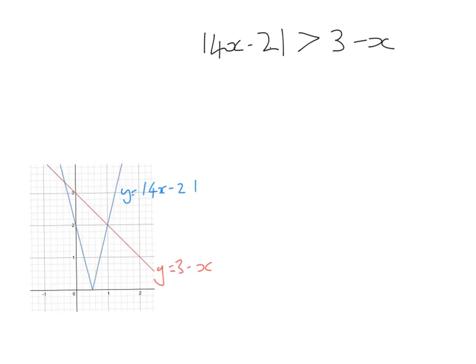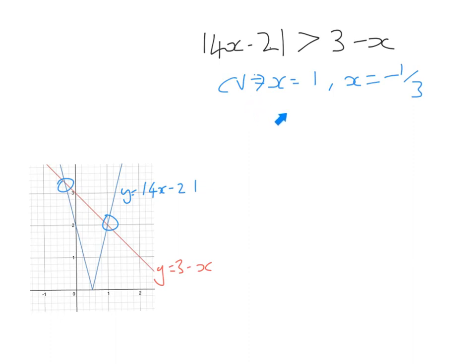Okay, well, we've solved an equation fairly similar to this. And that's going to be very useful for us because we've got our critical values. Let's have a look at our critical values. Critical values are x equals 1 and x equals negative a third. Now we're looking for when the modulus function of 4x minus 2, this graph, is greater than 3 minus x.